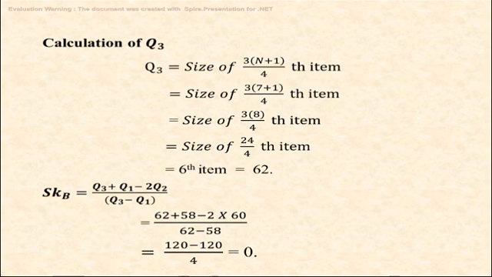Hence, Bowley's coefficient of skewness is equal to third quartile plus first quartile minus 2 into second quartile, divided by third quartile minus first quartile. Putting these values in this formula, we get Bowley's coefficient of skewness equal to 0.